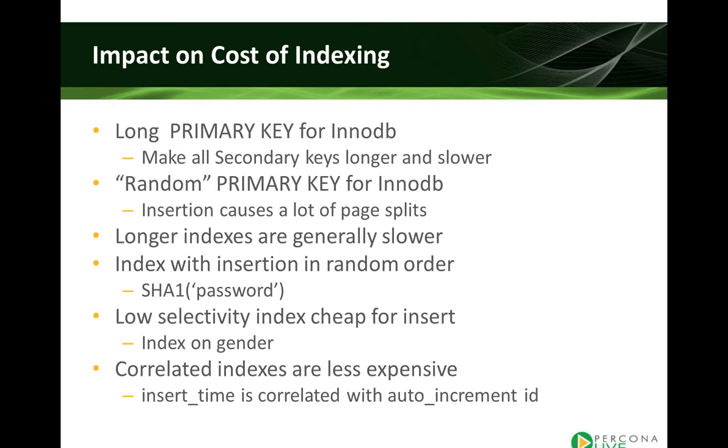Another problem is random primary keys, which are inserted in random order. For example, if you use something like a checksum as a primary key, those insertions will cause a lot of primary key B+Tree splits, which will cause a lot of I/O, as well as make the primary key index fragmented and inefficient for future access. Longer indexes are generally slower than shorter ones, and any kind of index, not just primary keys, is slower when you insert data in random order.